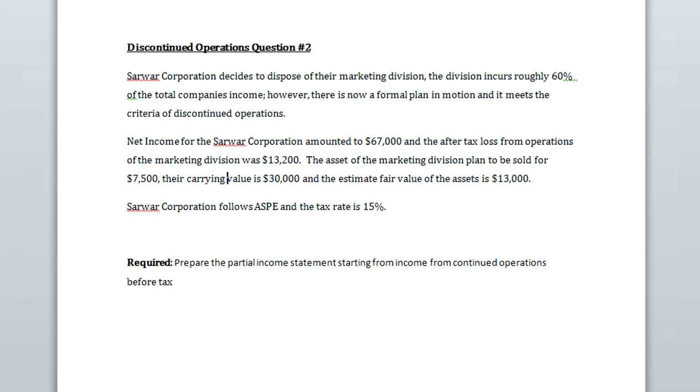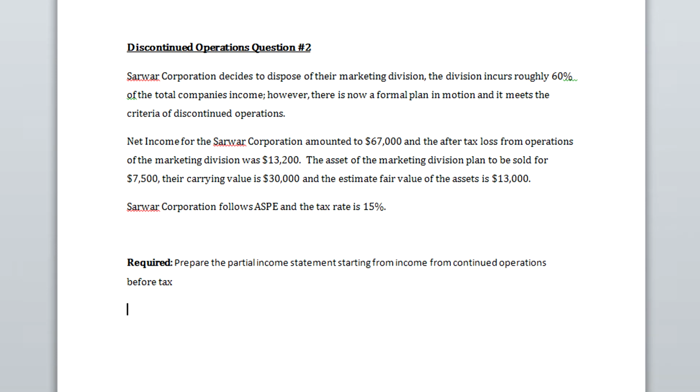So as you can see, this one is way more complicated. There are a lot more numbers and things being thrown at us, okay? So the easiest way to start this question, because again it's asking to prepare the partial income statement starting from income from continued operations before tax, okay? So basically, prepare the discontinued operations section, all right?